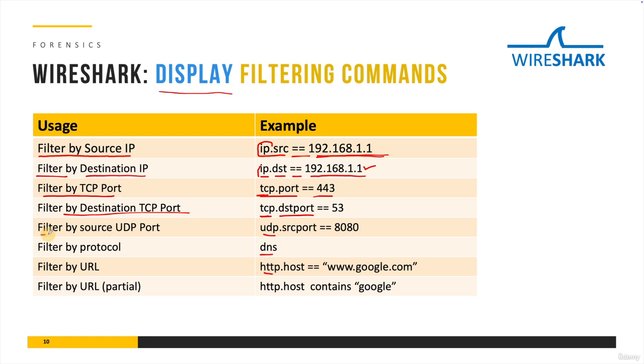The next is filter by source UDP port. So udp.srcport equal to 8080. So this means that all of the traffic which is originating from UDP source port 8080 will be filtered and shown. Similarly, you can filter by protocol. You can put DNS, you can put ICMP, you can put HTTP, you can put TCP, UDP, whatever you want.